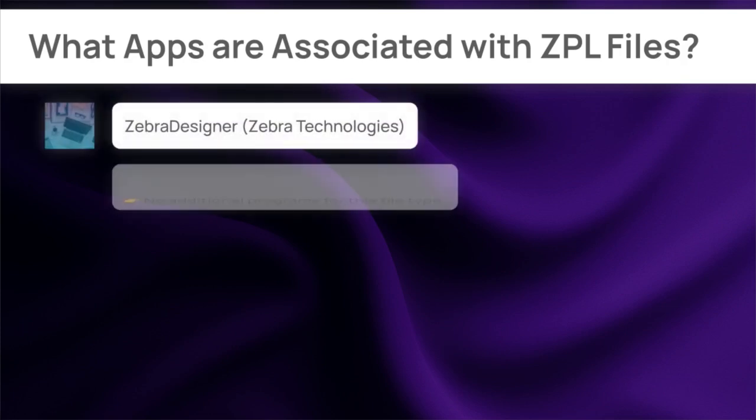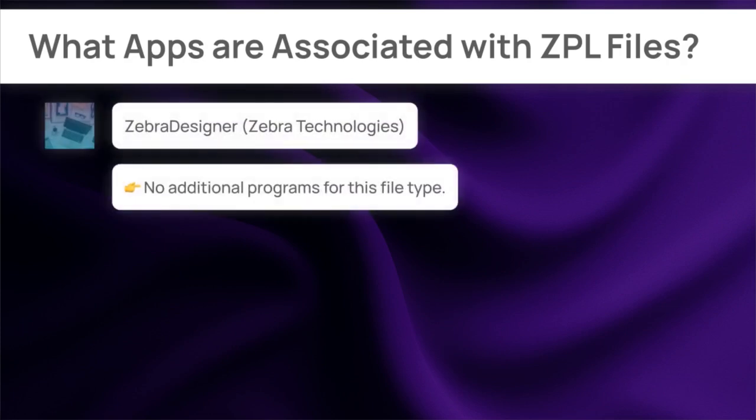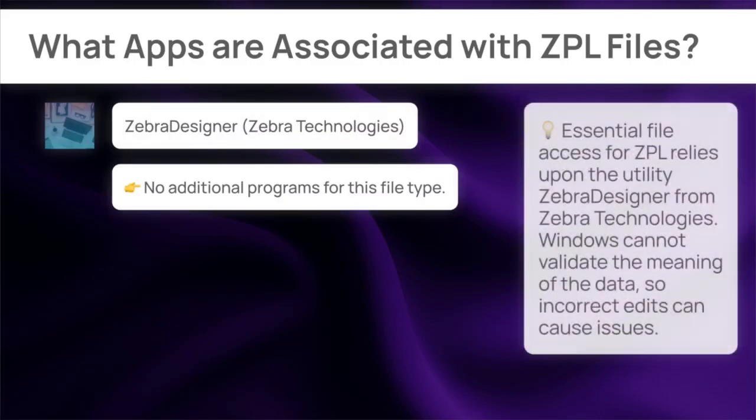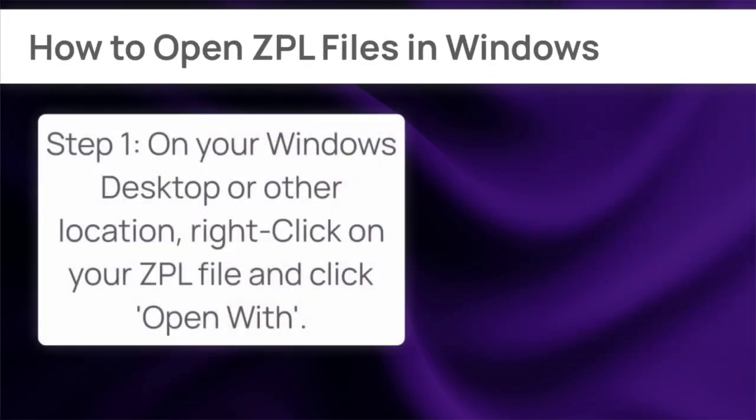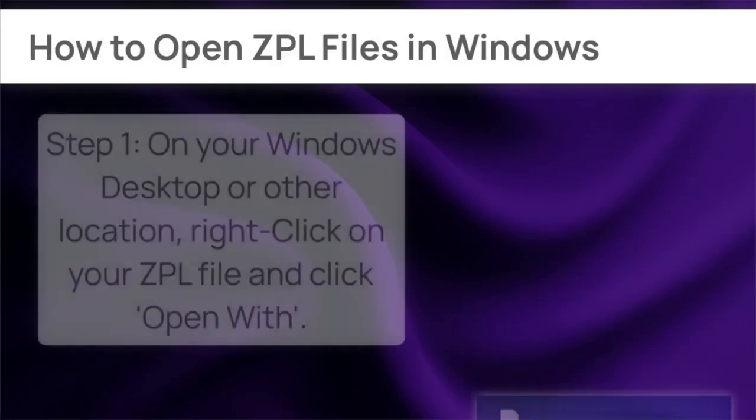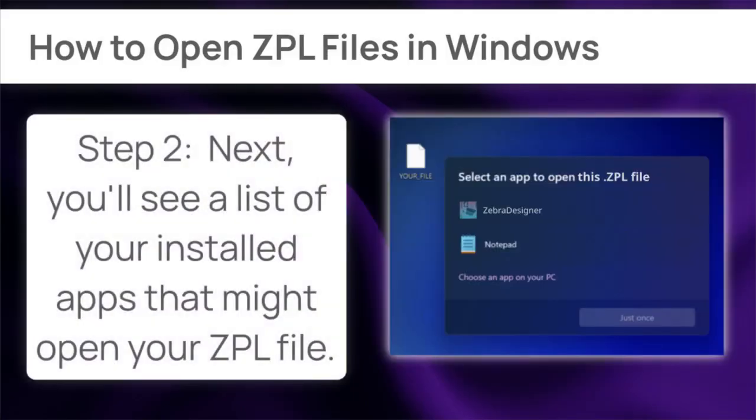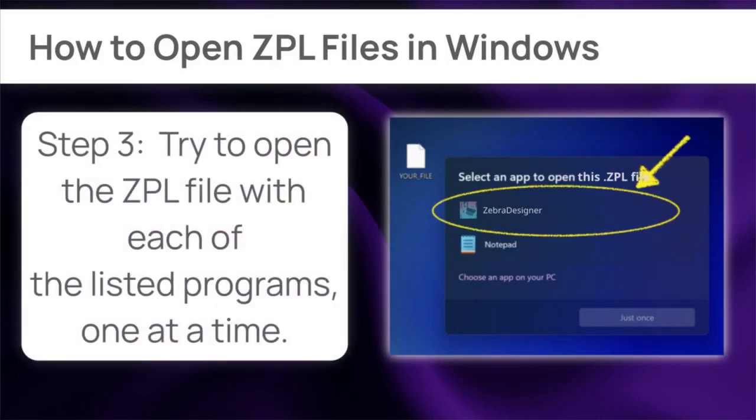Most users will find that Zebra Designer, developed by Zebra Technologies, is the best tool for ZPL. Viewing this file correctly requires specialized software that ignores the Windows association data. Windows cannot interpret configuration logic, so changes should be done only with proper understanding. To start the process, right-click your ZPL file and select Open With. If you have Zebra Designer installed, test that first. If not, try another option. You need to systematically check compatibility.